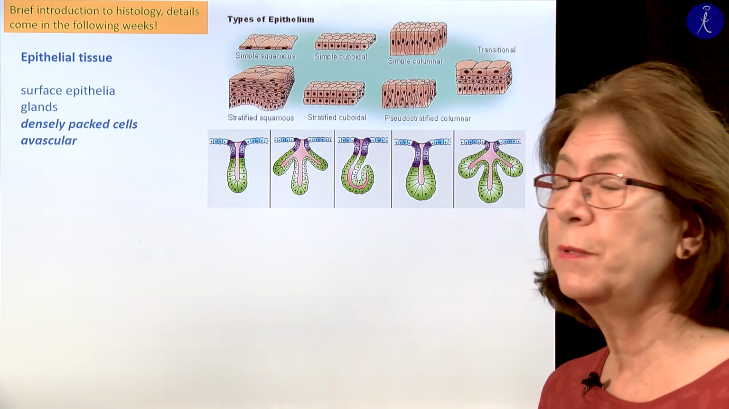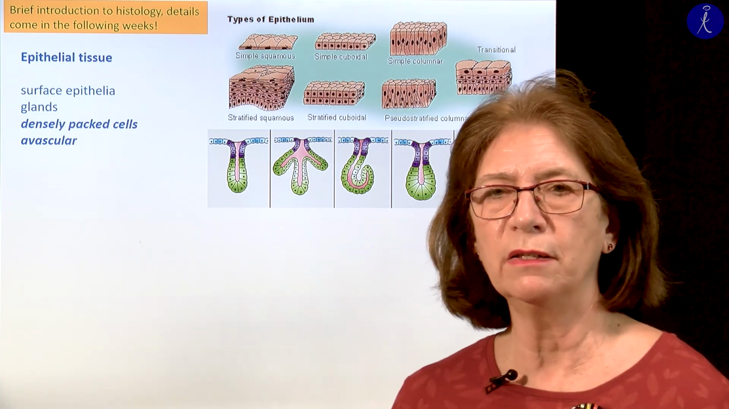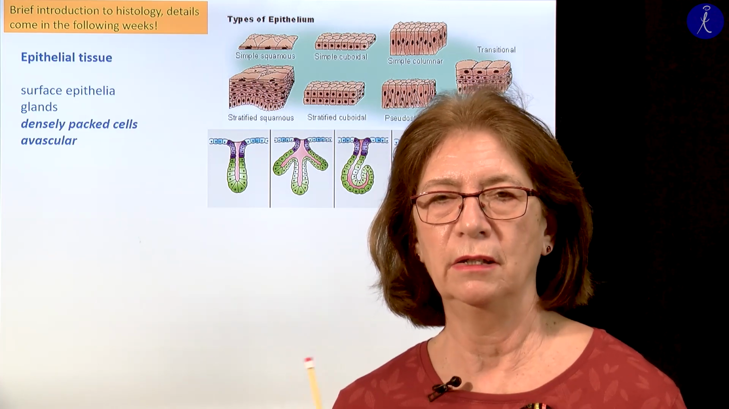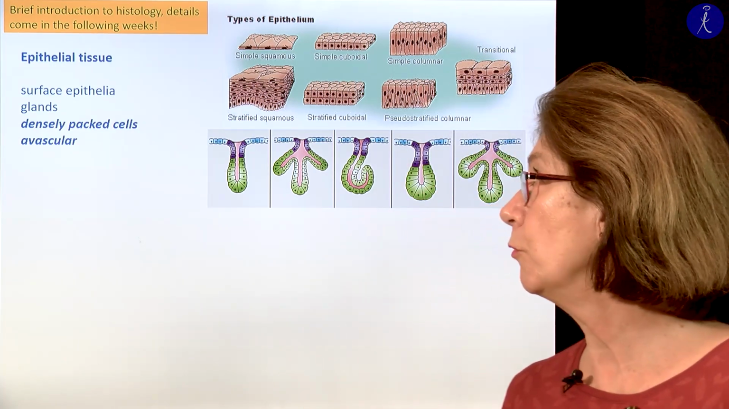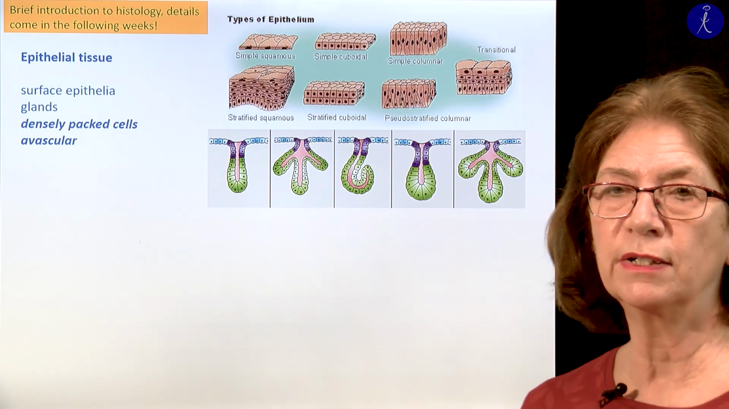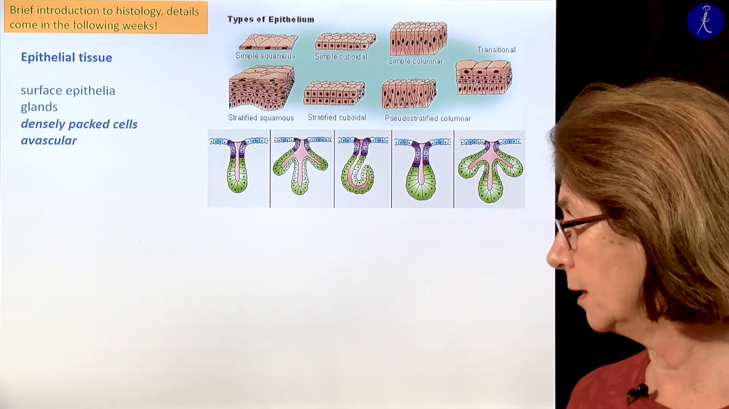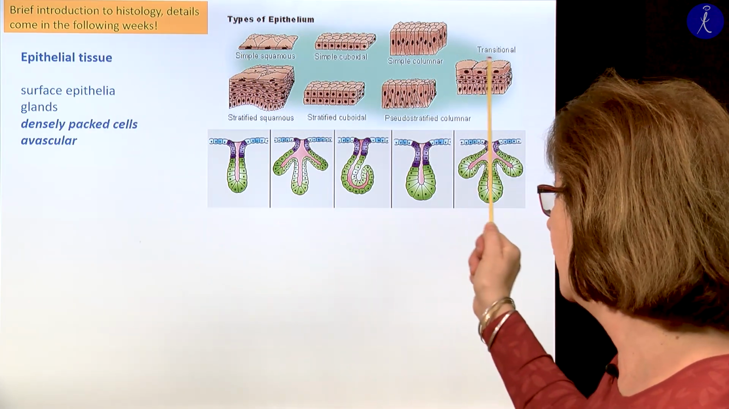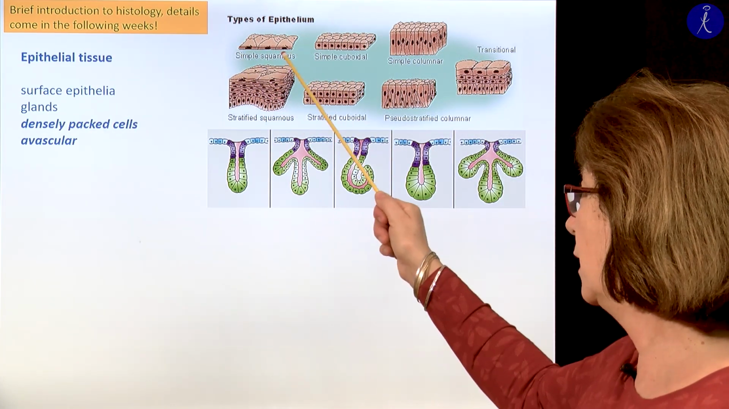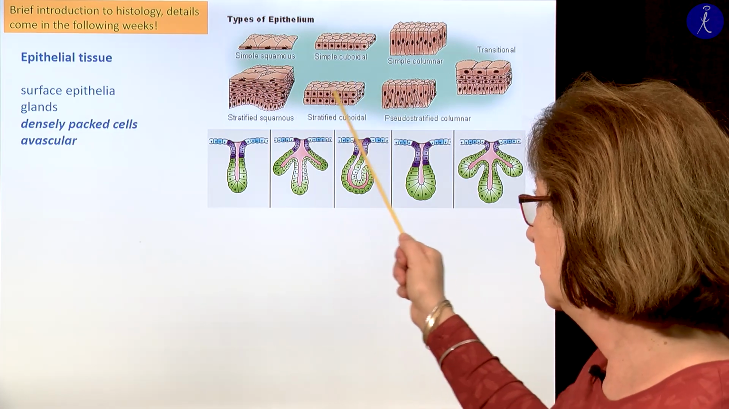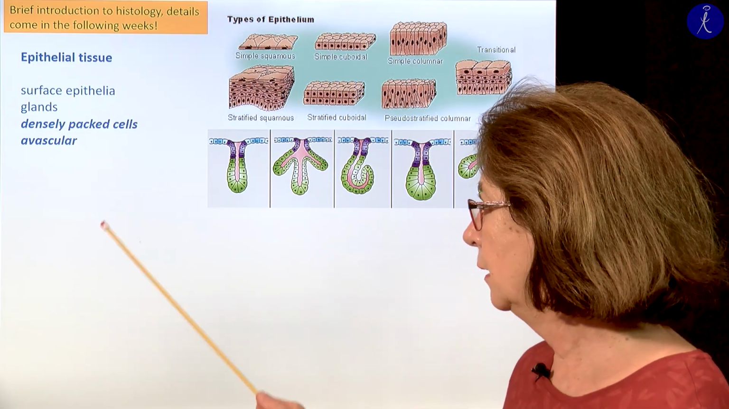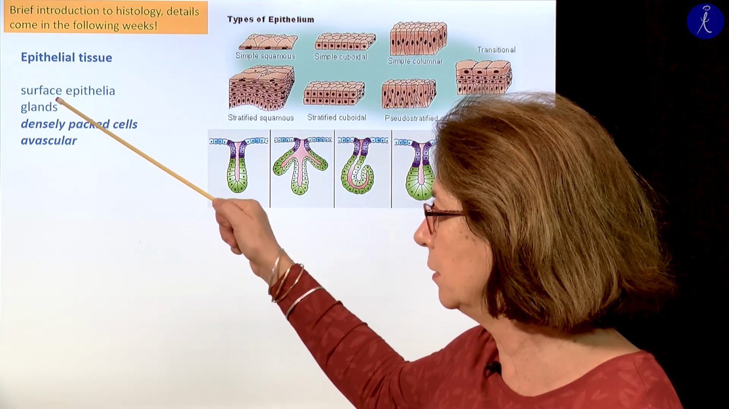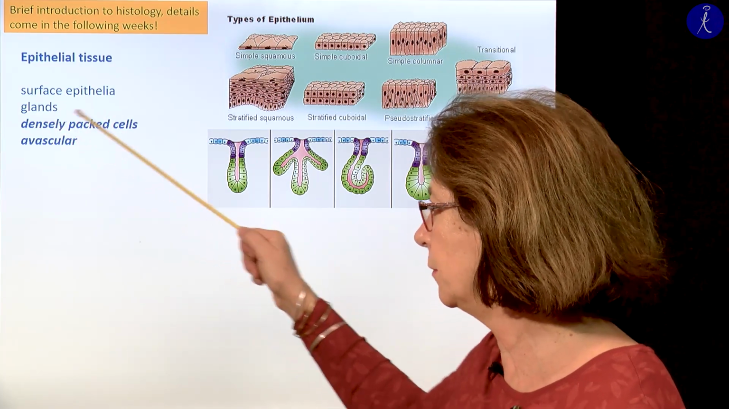In these coming pictures, I will give you a very brief introduction into histology, only the very basic characteristics of these 4 basic tissues. The details will come in the following weeks in many, many lectures. So what about epithelial tissues? We have the surface epithelia. They may have different shapes, and they may be stratified or not stratified.